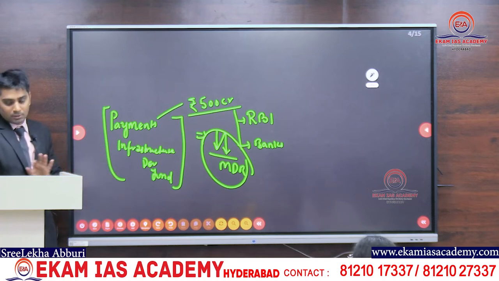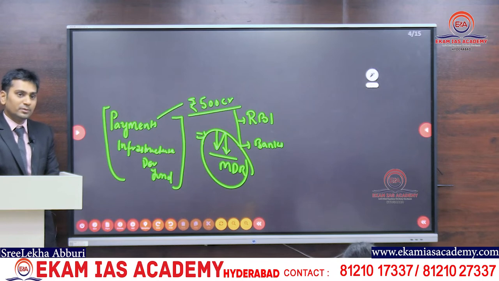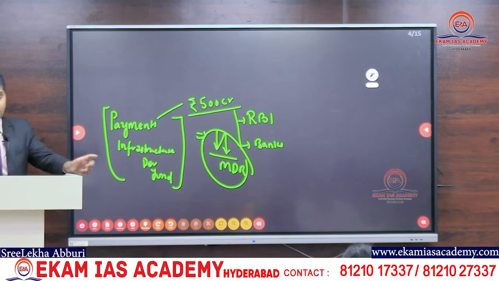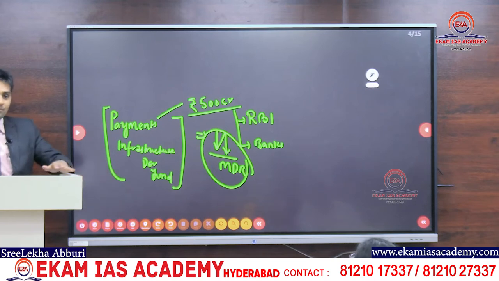So they will ask, the digital payment index is released by whom? That will be the question. It will be released by RBI. Every 4 months they release it, right? The frequency of this index will be every 4 months, or for every 4 months they release this index.